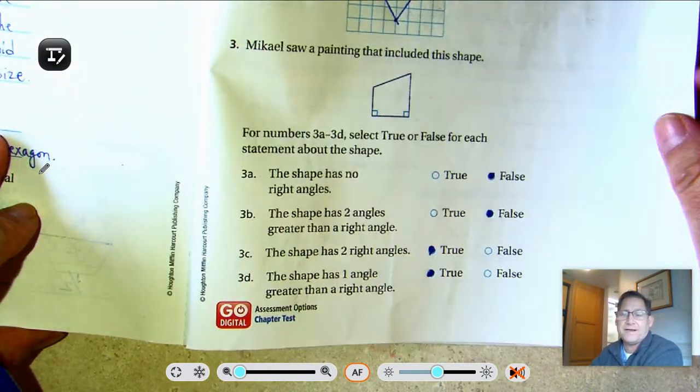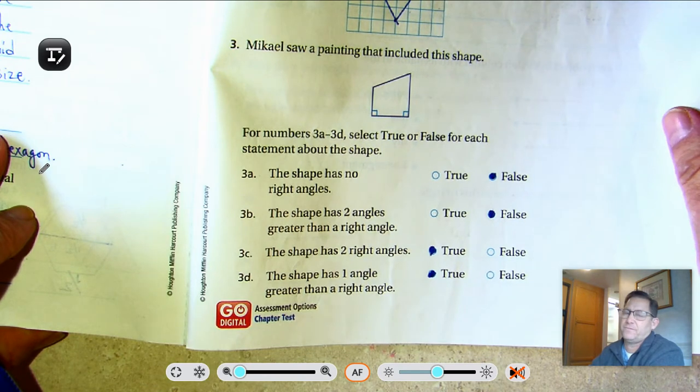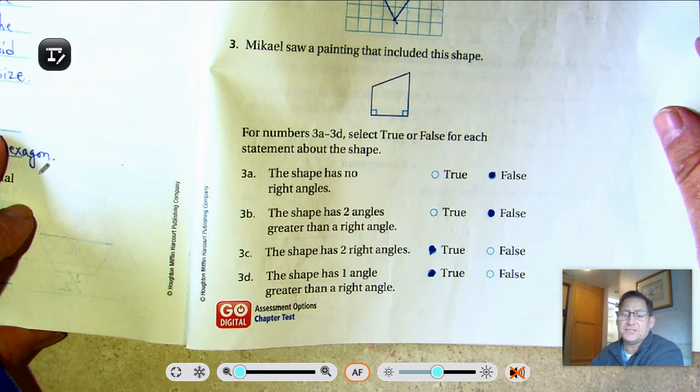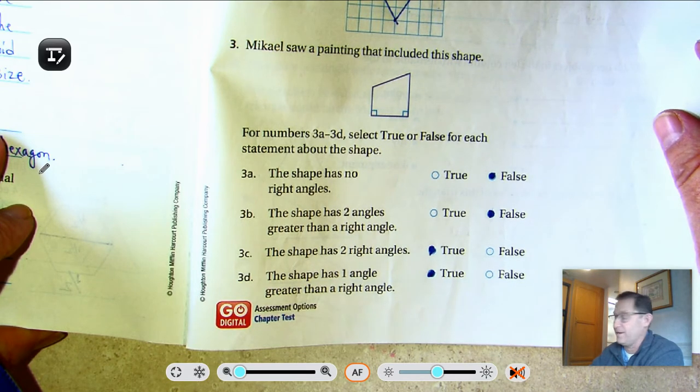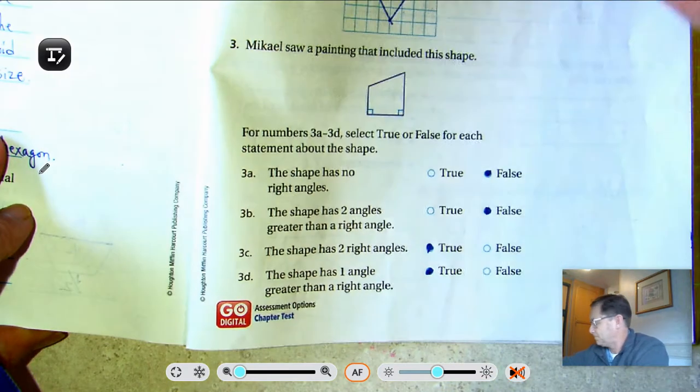So the shape has no right angles, false. The shape has 2 angles greater than a right angle, false. The shape has 2 right angles, true. And the shape has 1 angle greater than a right angle, yes. This angle here is greater than a right angle.